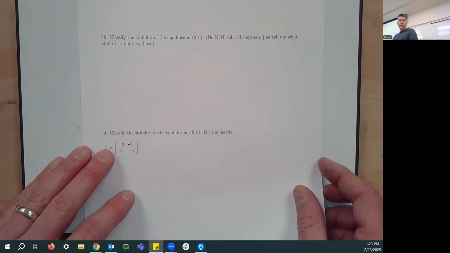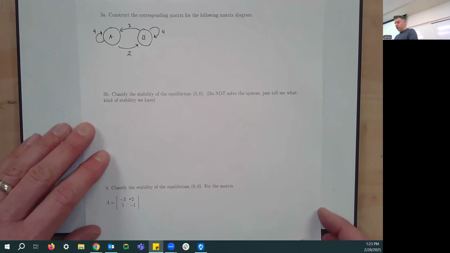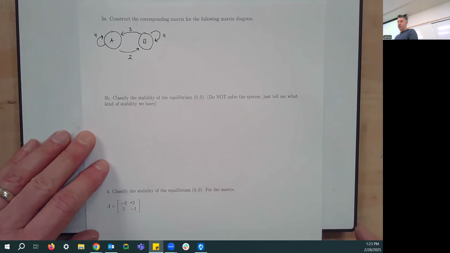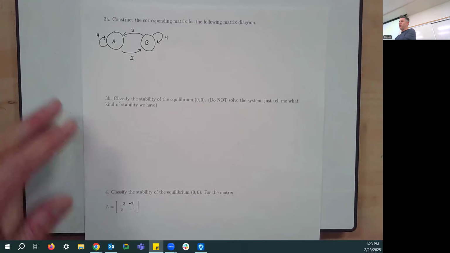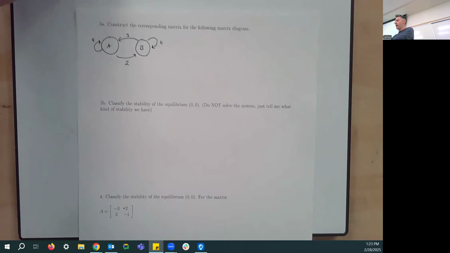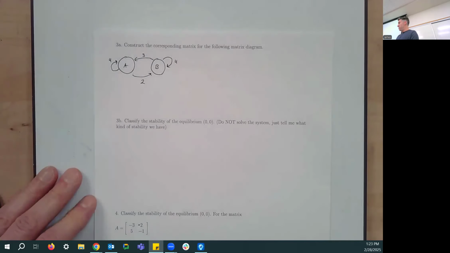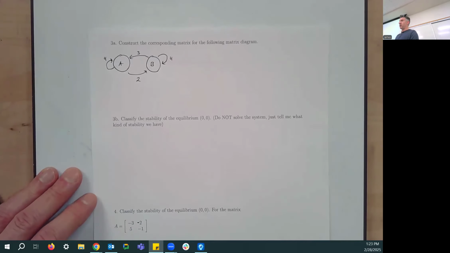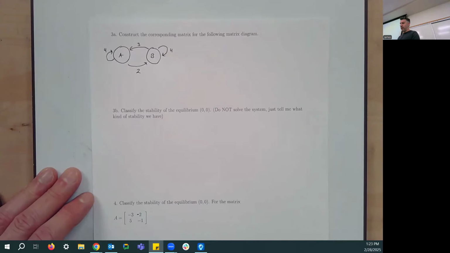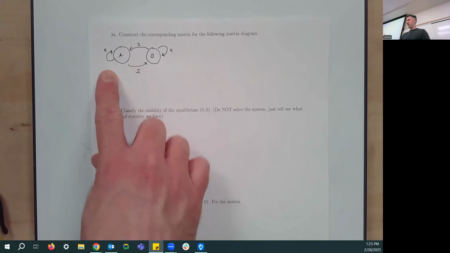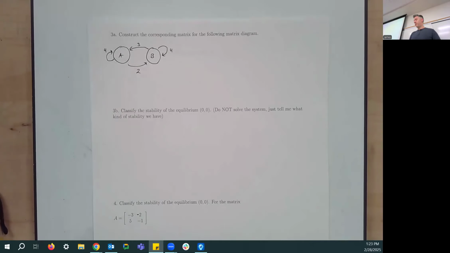So the next one looks like this. We've got this first part that says to construct the corresponding matrix for the following matrix diagram. I think we talked about matrix diagrams in 17B, but I don't think we've talked about them in a while. Has he talked about this in class? Okay, he has. Okay, cool. Either way, it's not too hard to suss out what's going on here.